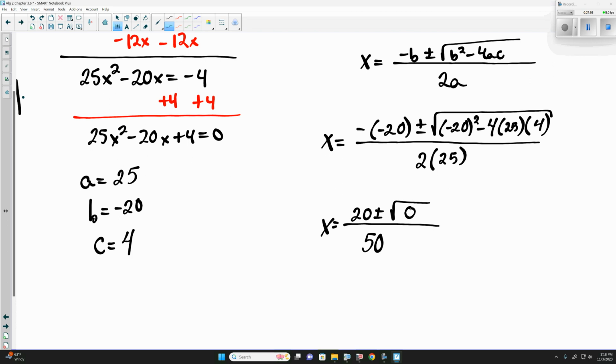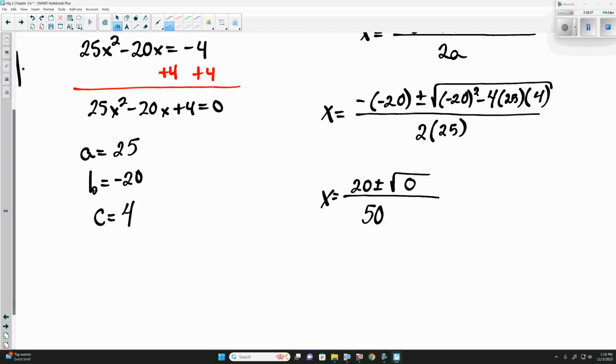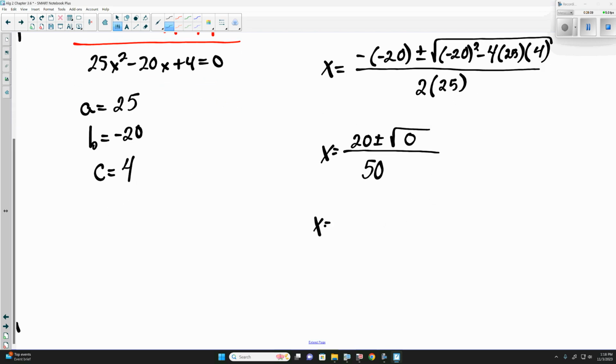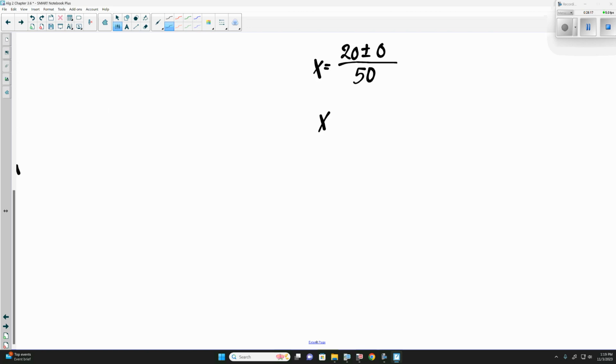Now when we plug negative 20 squared minus 4 times 25 times 4 in the calculator, it does indeed come out to be 0. Now what's the square root of 0? Because we're asking what times itself is 0, that would be 0. What is 20 plus 0? What's 20 minus 0? So do we even need the 0? Which really just tells us this is 20 over, will that reduce?